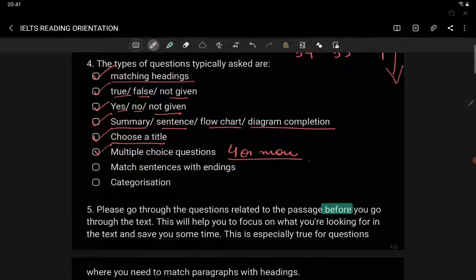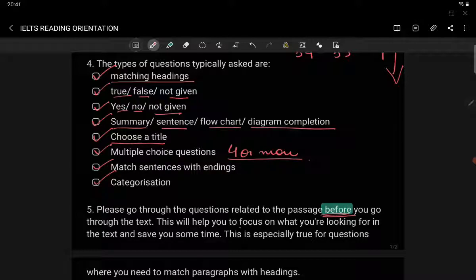Match sentences with endings. So half the sentence will be given on one side, endings will be given on the other. According to the passage, you'll have to match sentences with endings. And then there can be categorization. For example, you have to pick 3 things which belong to a certain category. So please go through the questions related to the passage before you go through the text.